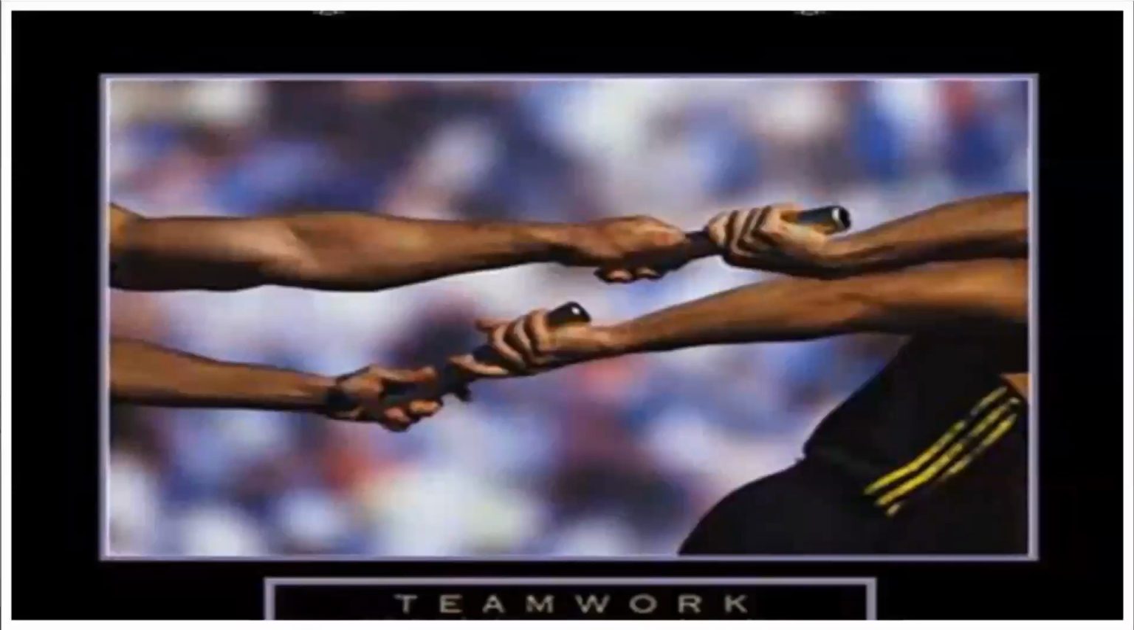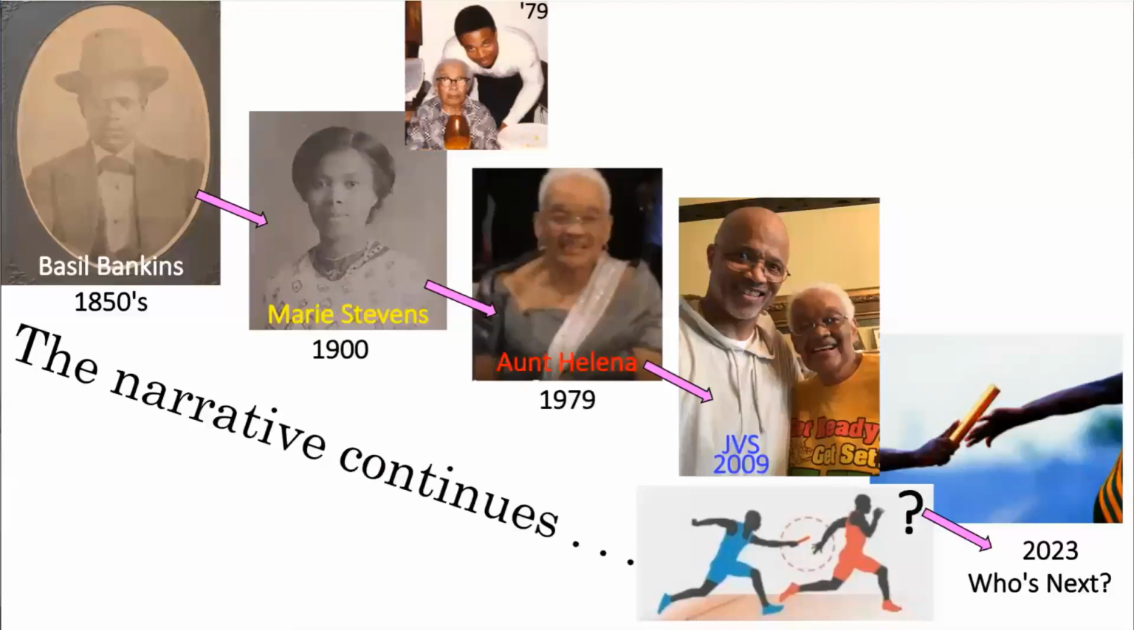Africa, where it all began. This is where the history and the traditions were started, where things would have begun to be passed down. Even through the period of enslavement in the Americas, Basil would have eventually passed down what he knew to his granddaughter, Marie. Marie would have passed down what she knew to her daughter, my Aunt Helena.